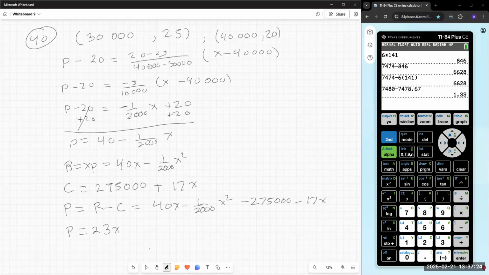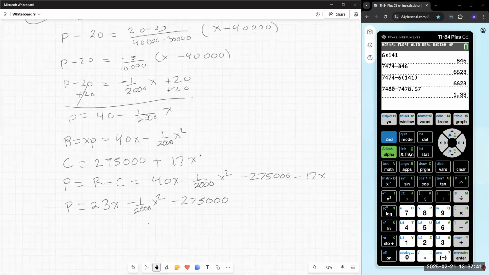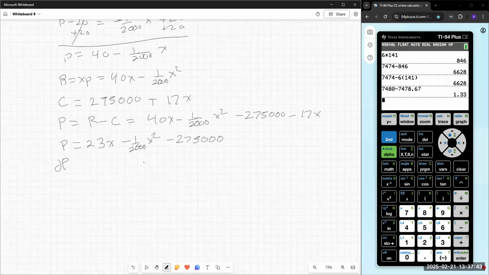X minus 1 over 2,000 x squared minus 275,000. All right, now we're ready to take the derivative to find marginal profit. dP/dx is 23 minus 1 over 1,000x.